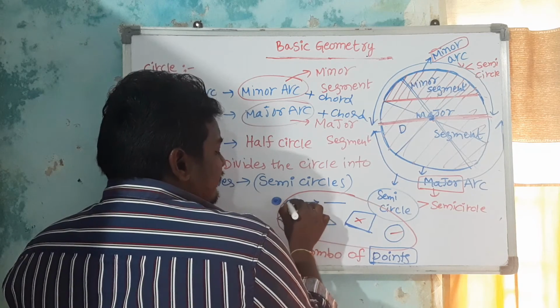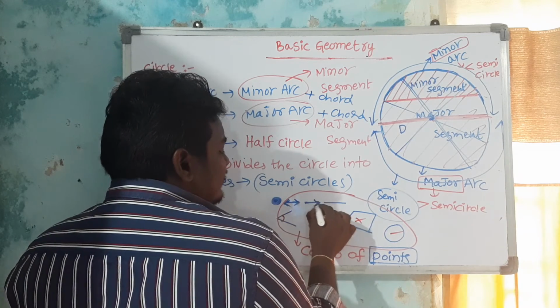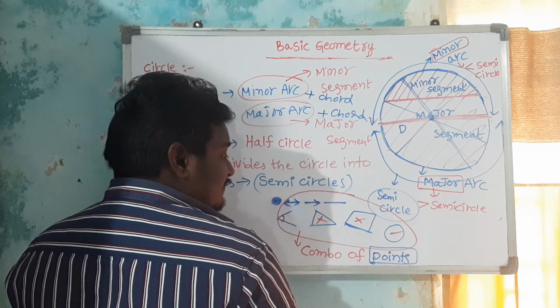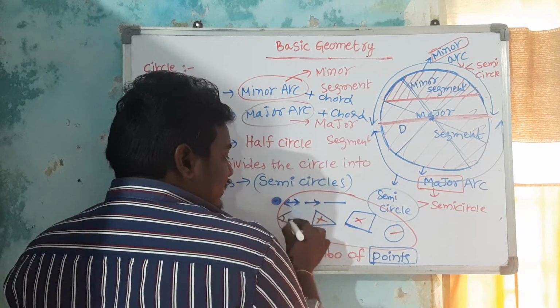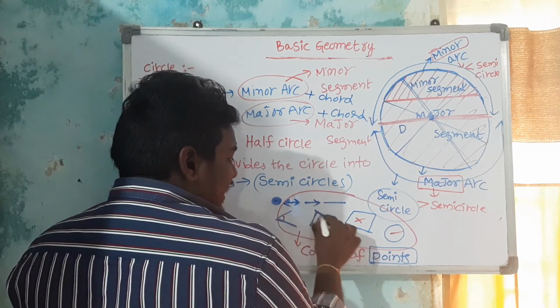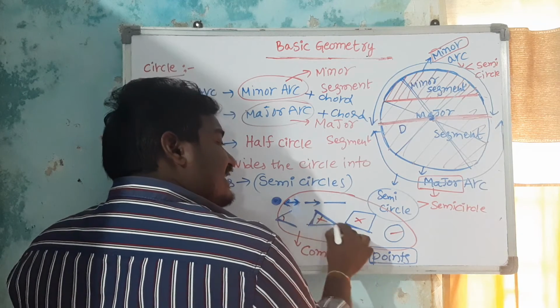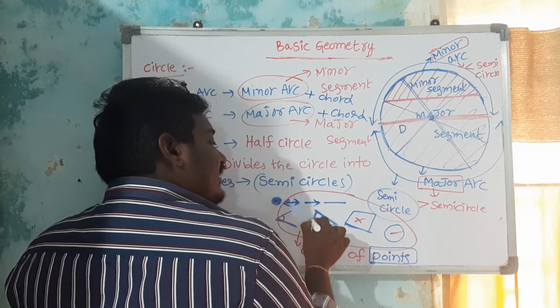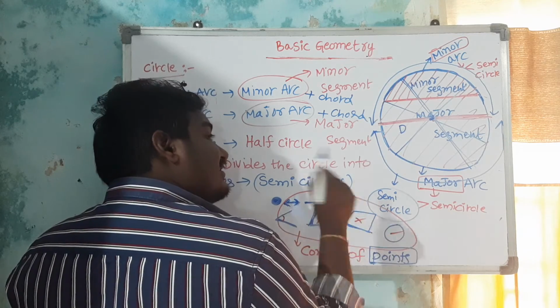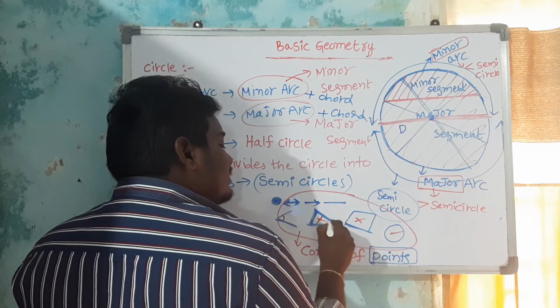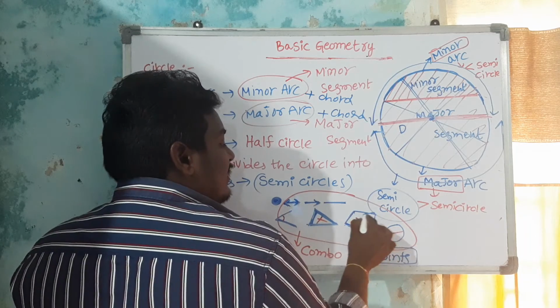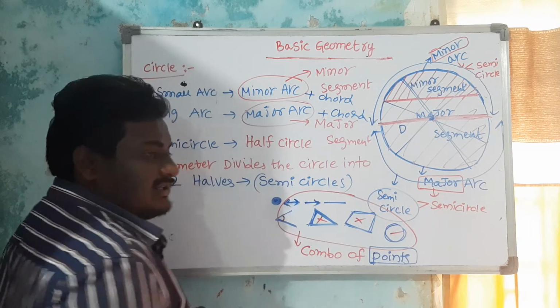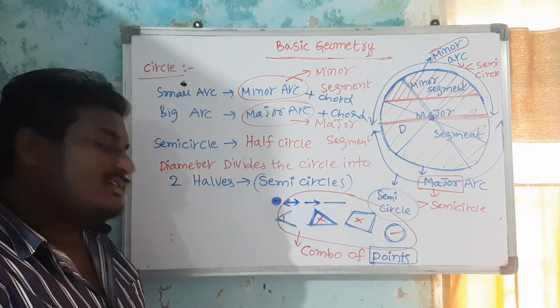Line segment is a combination of points. Ray is a combination of points. Line is a combination of points. Angle is a combination of points. Triangle is a combination of line segments, but line segments are a combination of points. So triangle is a combination of points. Quadrilateral is also a combination of points. Circle is a combination of points. That's what I want to tell you about this.